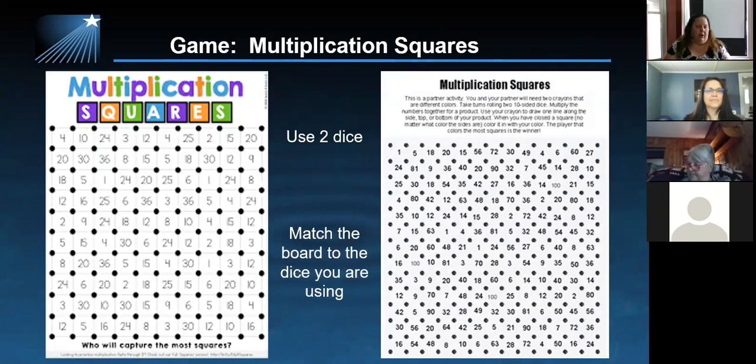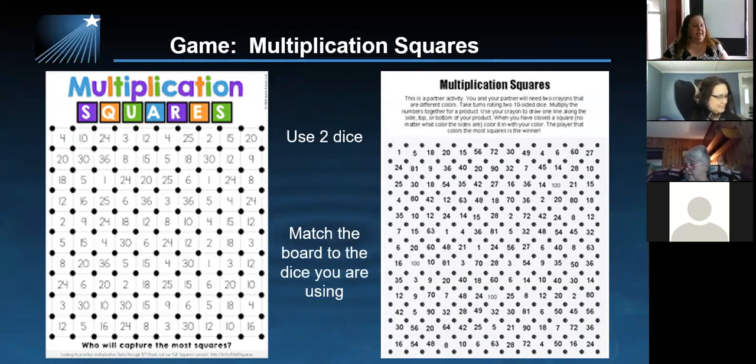So I wouldn't want to use a 4-sided die or 10-sided die to use this board, because if I rolled a 7 and an 8 and I multiply and I get 56, there's no 56 on this game board. So we want to make sure that you're using the right game board for the dice that you have. This game board over here goes up to 100, so it's meant for dice that are 10-sided dice. And I will show you a place where we can get some virtual dice if you don't have them.